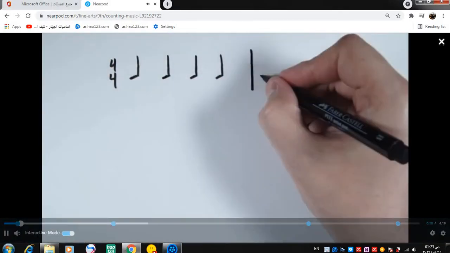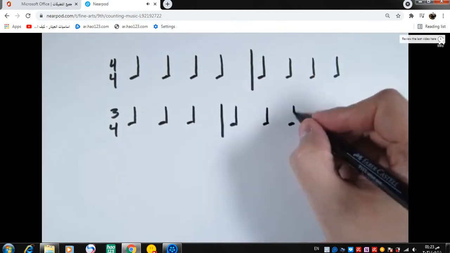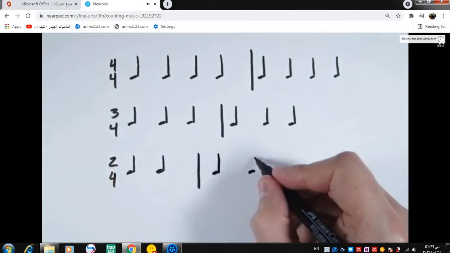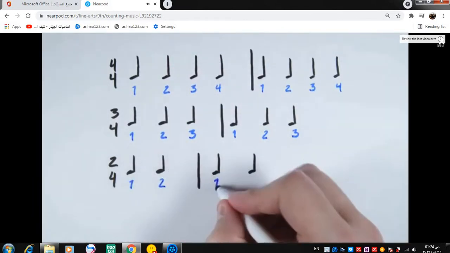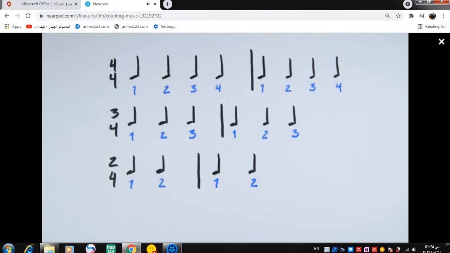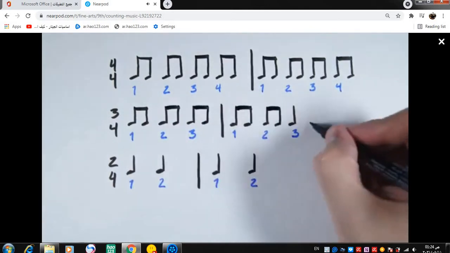Let's review. Last time we looked at counting quarter notes and eighth notes using the standard system. Quarter notes get a number. So in 4/4 it would be 1, 2, 3, 4, 1, 2, 3, 4. In 3/4 it's 1, 2, 3, 1, 2, 3. In 2/4 it's 1, 2, 1, 2.